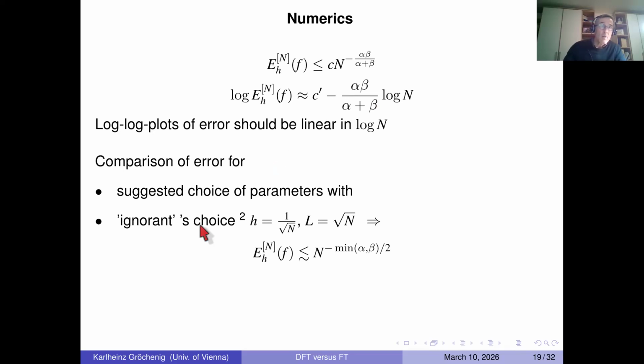And then we compared to what I'd call the ignorance choice. If you pretend you know nothing about the function and its Fourier transform, then you would do a symmetric choice. So the sampled interval has length square root n, the step size h is 1 over square root n, and so this means you have n samples. In that case, if you plug that into the error estimate, your error is of the order n to the negative minimum of decay in time and decay in frequency, half. So that's a much weaker estimate than this here.